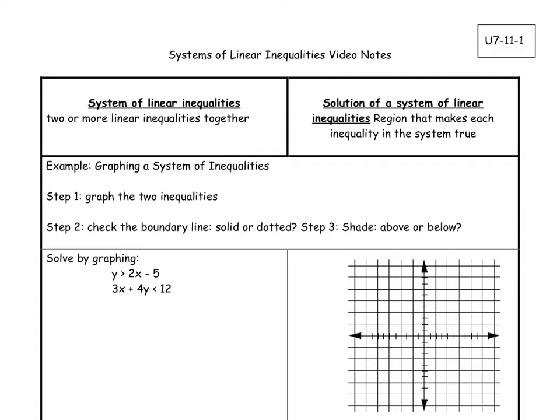Okay, today we're going to look at systems of linear inequalities. And just like systems of linear equations, a system of linear inequalities is two or more linear inequalities that are graphed together on the same coordinate plane. The solution's a little bit different. So the solution to a system of linear inequalities is the region that makes each inequality in the system true.